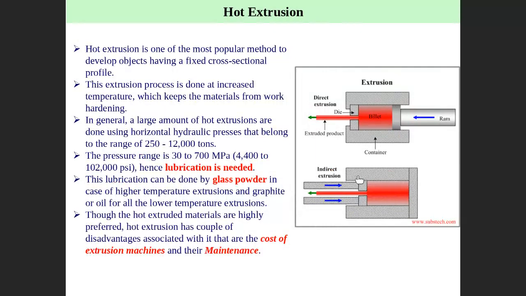Next is the hot extrusion. Hot extrusion means that we apply heat, heating the billet of the material. We call it hot extrusion. Why do we do this? Sometimes we would like to extrude brittle material. Brittle material, or very hard material, is very difficult to extrude, right? Then it's better to heat it. When heated, it can be extruded. Then we call it hot extrusion.